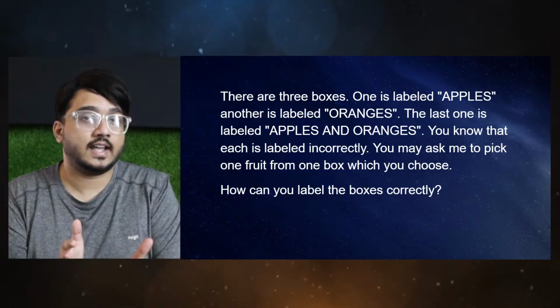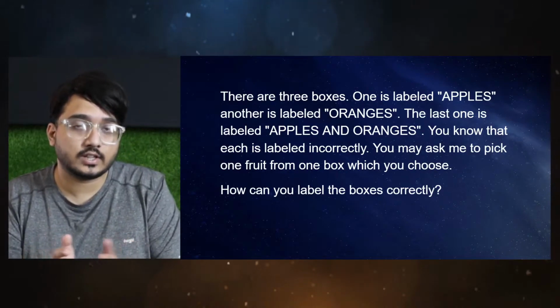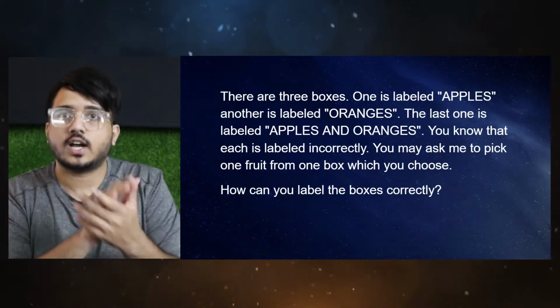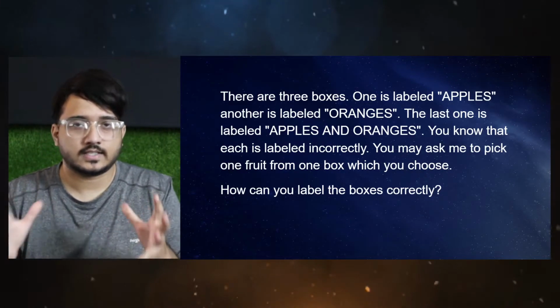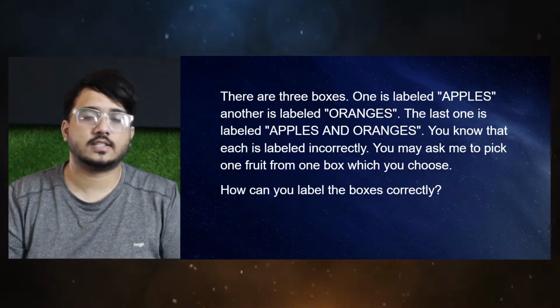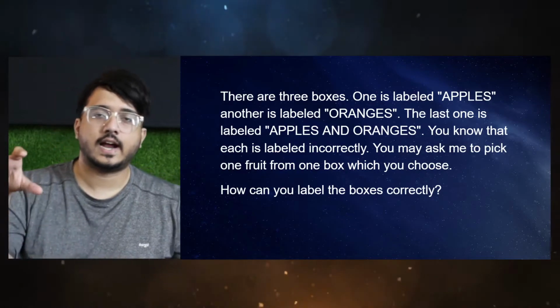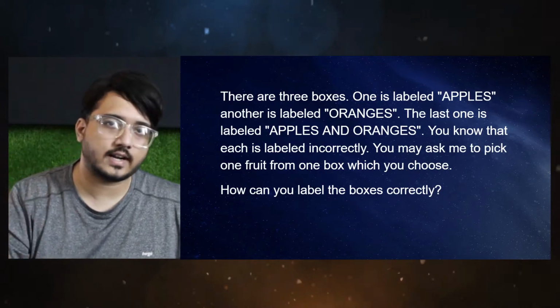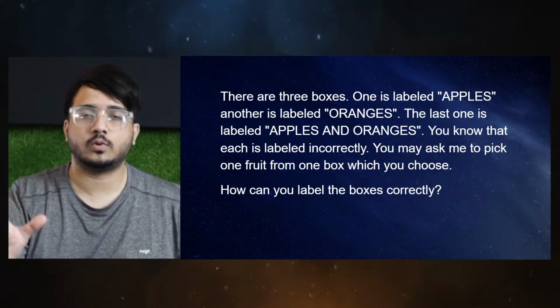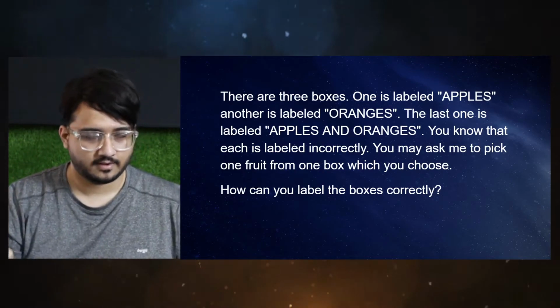So because of the inherent symmetry and asymmetry in the problem, we would much rather choose the third box labeled as apples and oranges. So let us say we choose the box labeled as apples and oranges. We go inside the box and we pick a fruit. Hypothetically speaking, without loss of generality, let us say that that fruit turns out to be an orange.